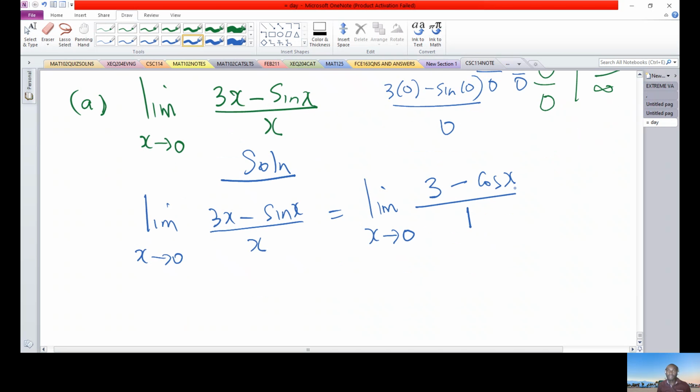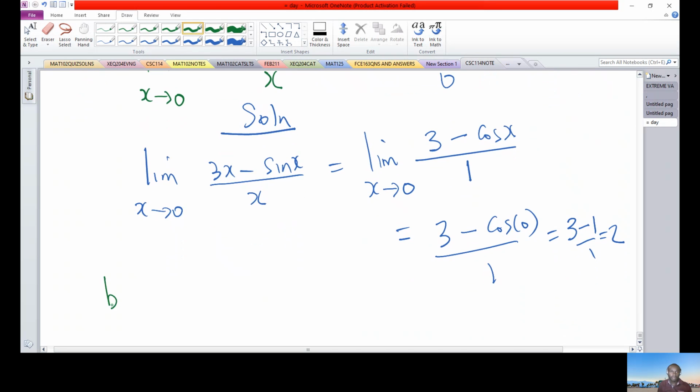At this point you can use direct substitution: 3 minus cos of 0 over 1. Cos of 0 we know is 1, so it's 3 minus 1 over 1, which is just 2. Therefore the value of that limit is 2.